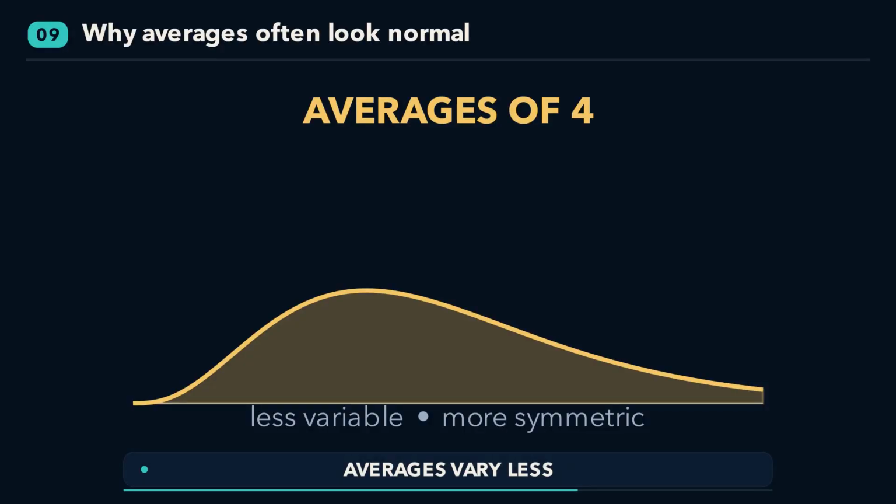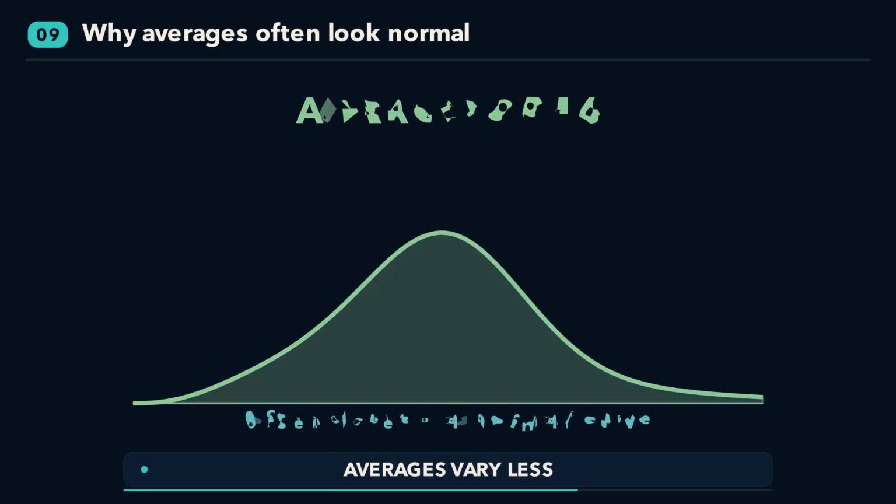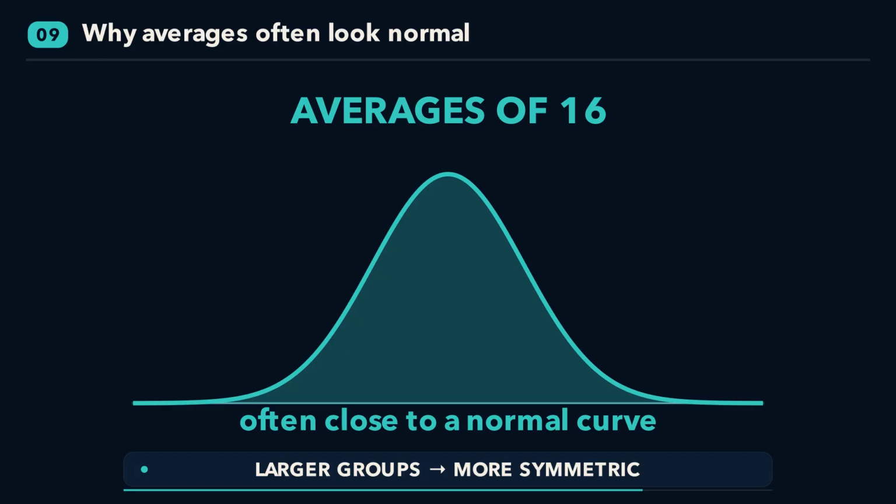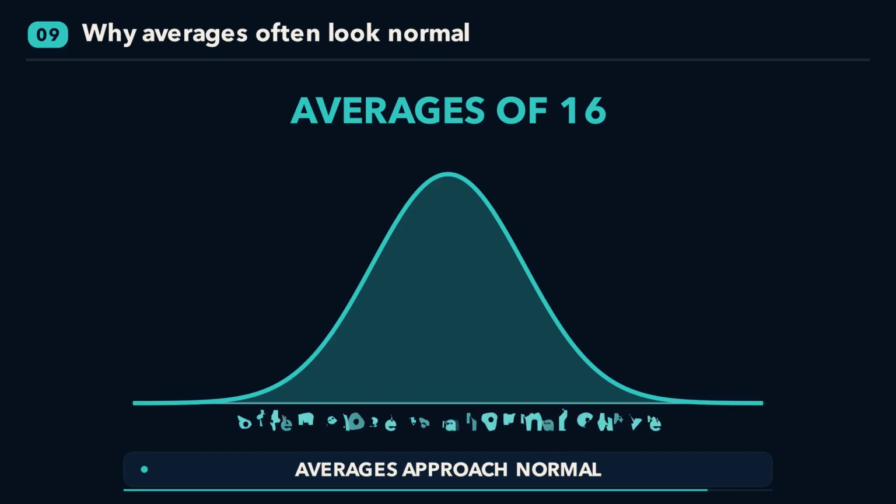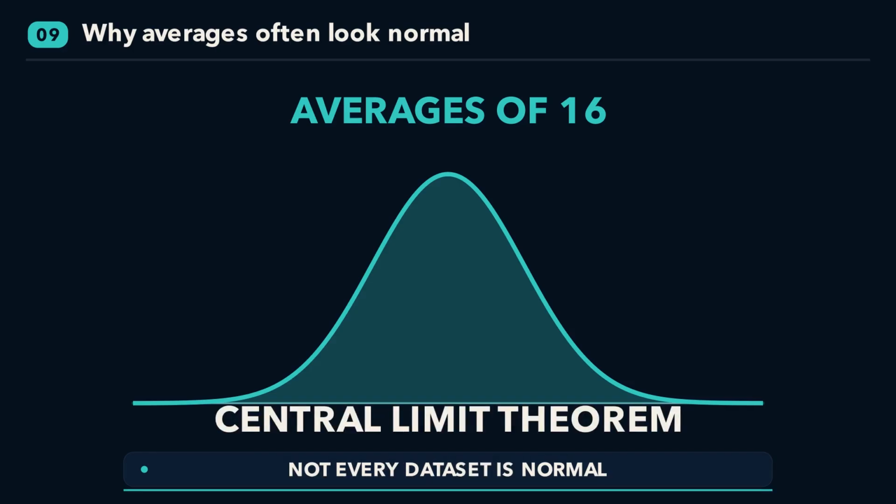This is the central limit theorem. Under broad conditions, sums or averages of many independent contributions become approximately normal, even when the original values are not. The theorem explains many bell curves, but it does not declare every dataset normal.